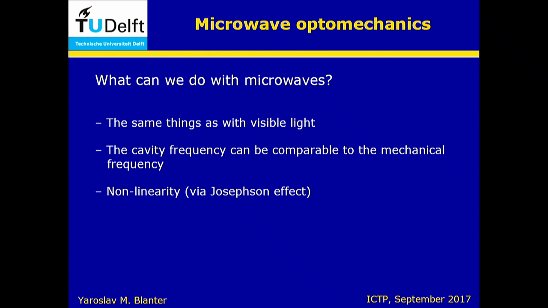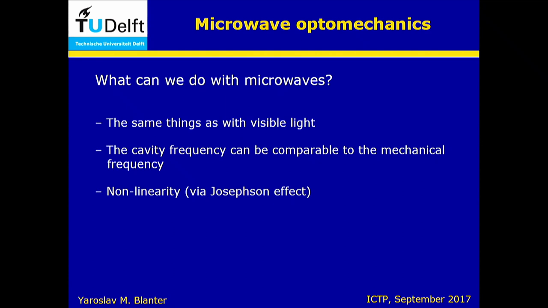Superconducting junctions, which are used in those cavities, have some additional properties. One of these properties is the Josephson effect, which again I don't want to explain right now, but that's a nonlinear effect in current. And because it's nonlinear, your cavity becomes nonlinear. An optical cavity is very difficult to make nonlinear. You need to put some nonlinear media inside, and that's not trivial. But using this Josephson effect, you can relatively easily make a microwave cavity nonlinear, and that's something I'm going to talk about on Thursday.